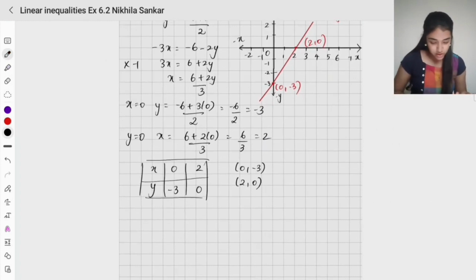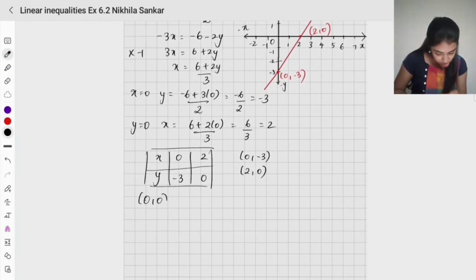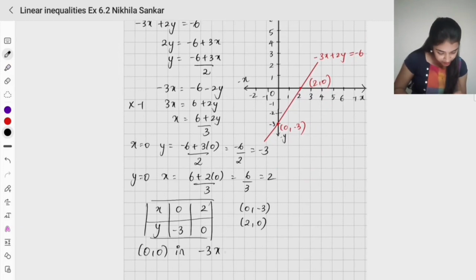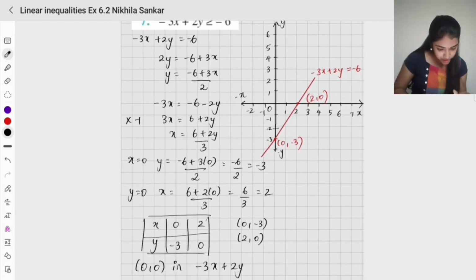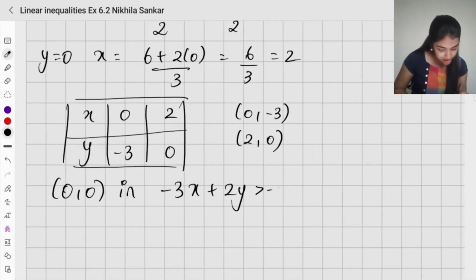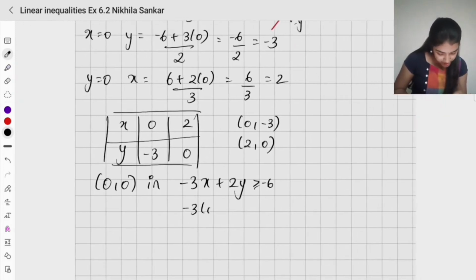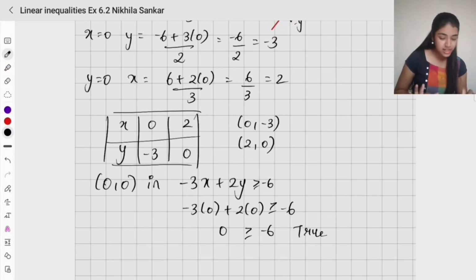இப்போ 0, 0 included இல்லையா check பண்ணுவோம். So 0, 0 in, what is my equation? Minus 3x plus 2y greater than or equal to minus 6. 0, 0 pota I'll have minus 3 into 0 plus 2 into 0 greater than or equal to minus 6. 0 greater than or equal to minus 6, which is true. So 0 is greater than any negative number. So 0, 0 is included.